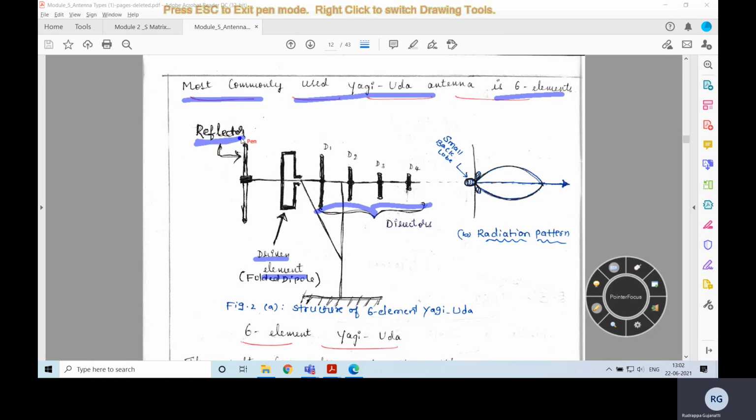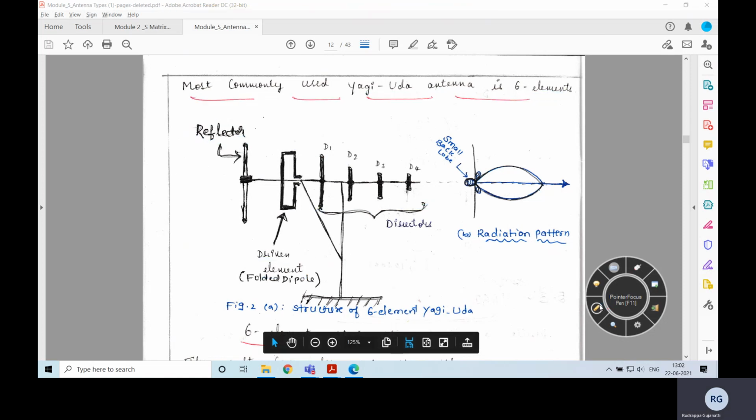So what is the purpose of the reflector in the Yagi Uda antenna? Its purpose is to reflect the received AC signal towards the director. That is its main purpose. And the main purpose of the directors is to increase the directivity of the overall Yagi Uda antenna.